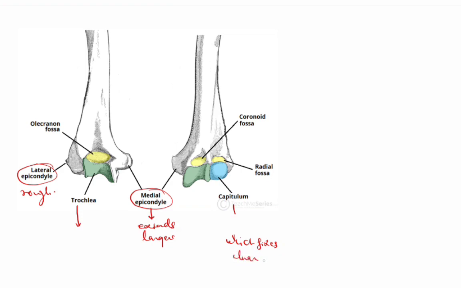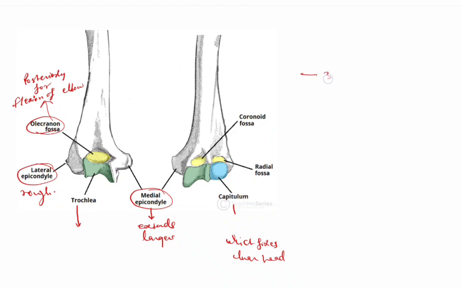Which fixes the ulnar notch. Now we have the olecranon fossa on the posterior aspect of the arm, which is the humerus bone. It provides the elbow flexion.